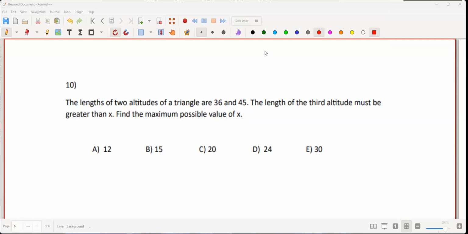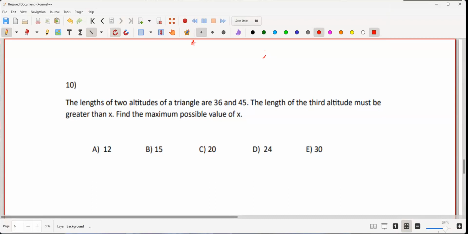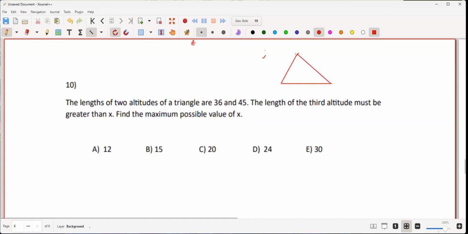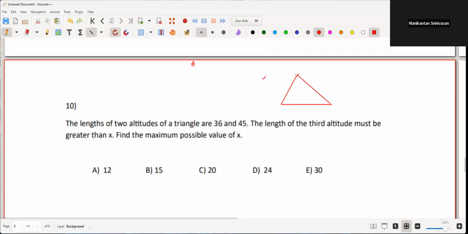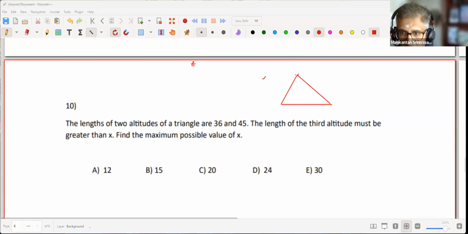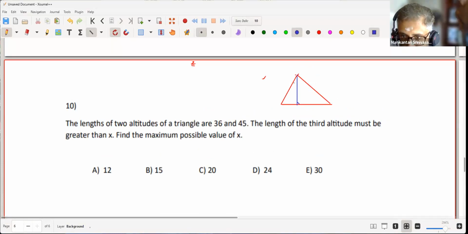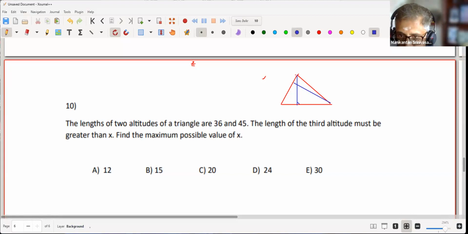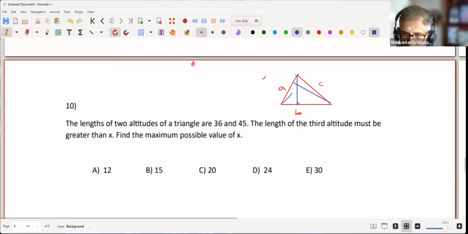The lengths of two altitudes are 36 and 45. So let's draw a small picture. I have a triangle here. This altitude is 36, let's say, and this altitude is 45. Let's say the sides are A, B and C. We have to find the maximum possible value of X, which is the third altitude. So the third altitude I'll also draw, which is this.